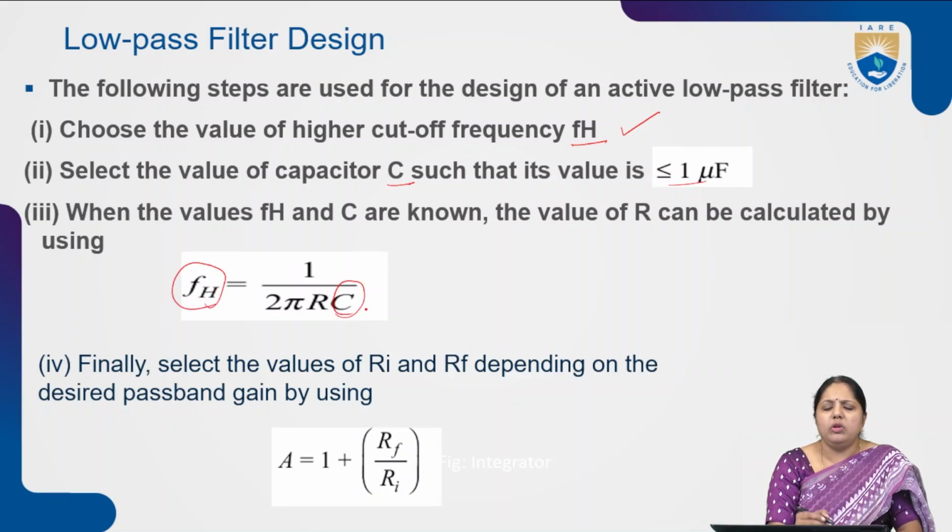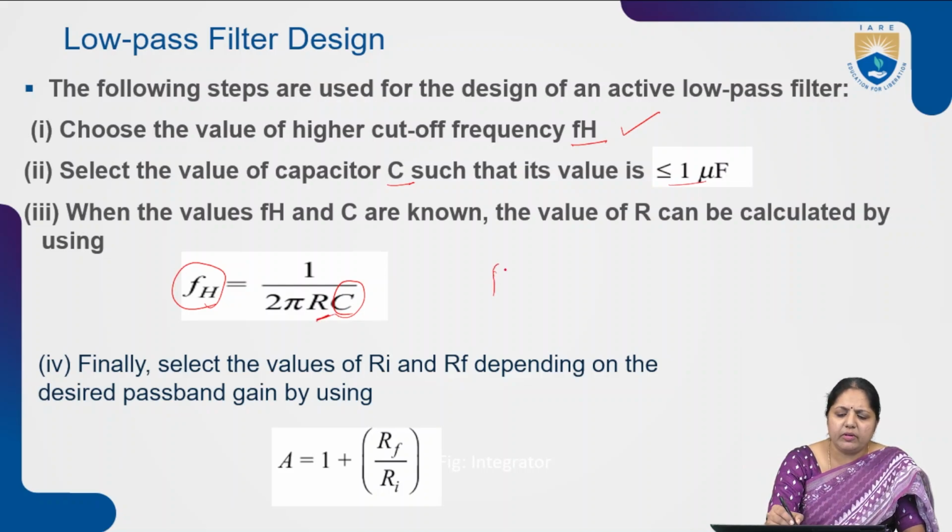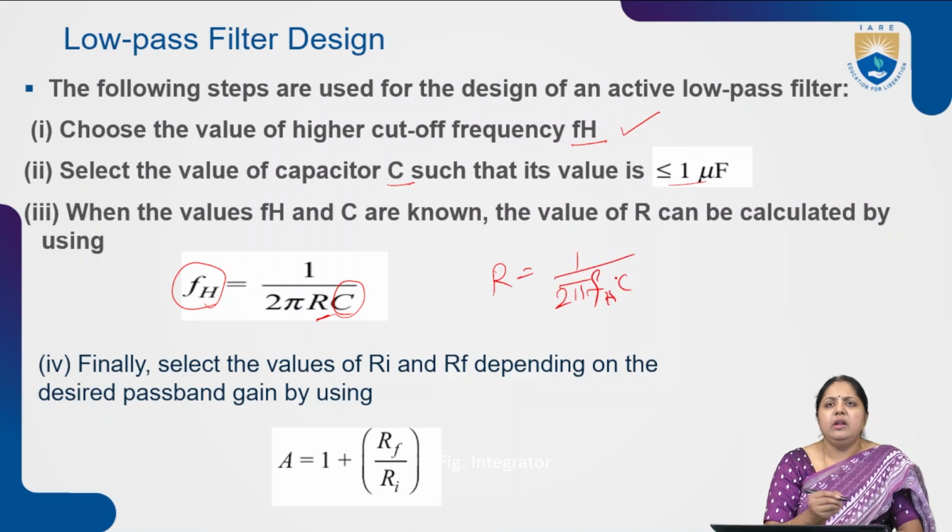Now what is the unknown parameter? You need to calculate the resistance value R. From this equation, R equals 1 by 2 pi Fh into C. So simply find the resistance value R.